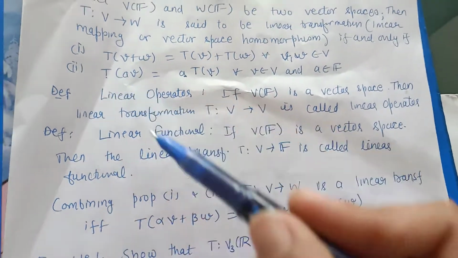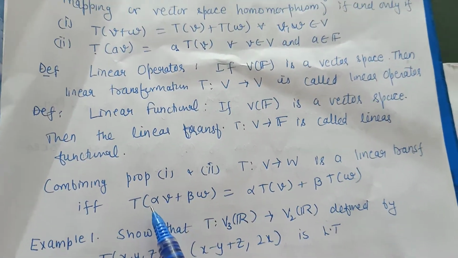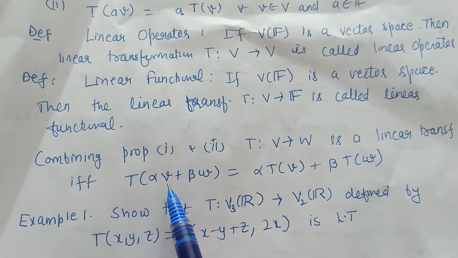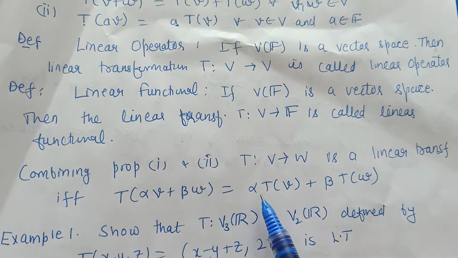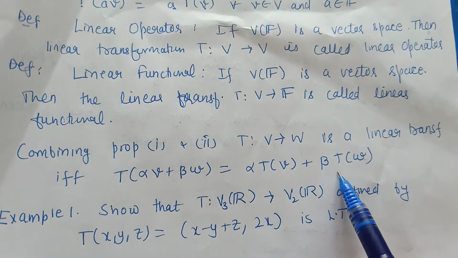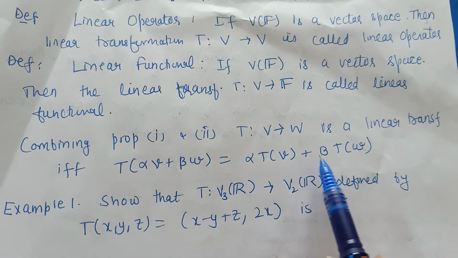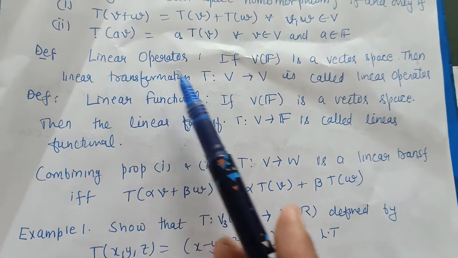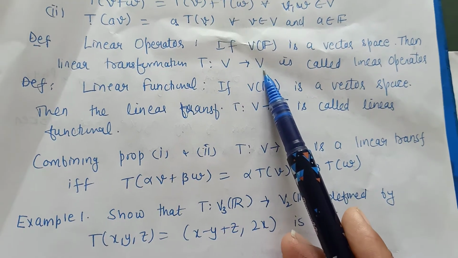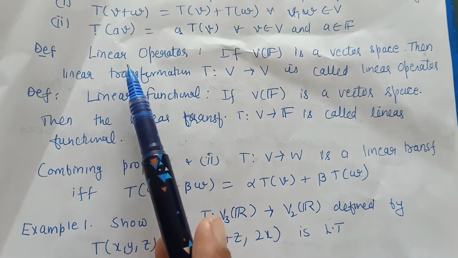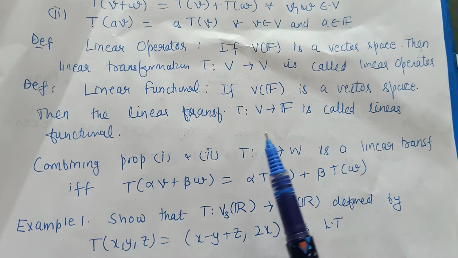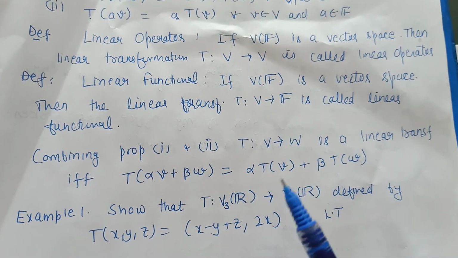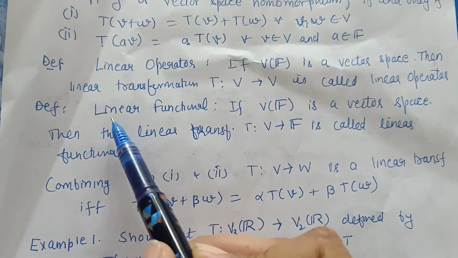Combining property 1 and 2 jointly, they can be written like this, that is T of alpha V plus beta W is equal to alpha TV plus beta TW. That is, the scalars come out of this transformation. And if this transformation is from the same vector space to the same vector space, then it is called a linear operator. If this transformation takes the vector space onto a field, then it is called a linear functional.